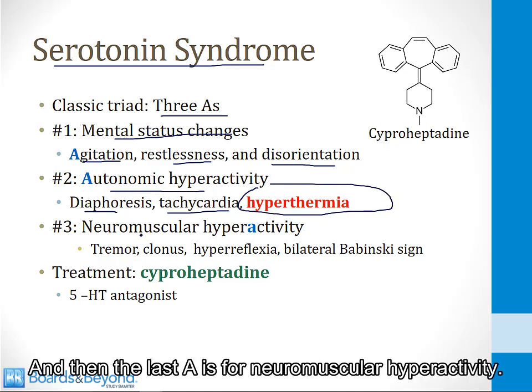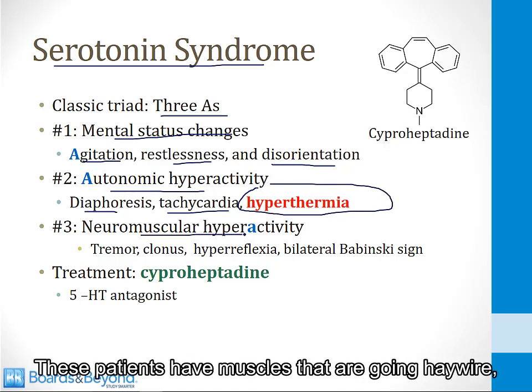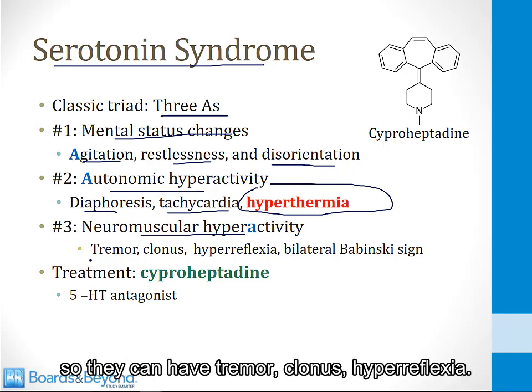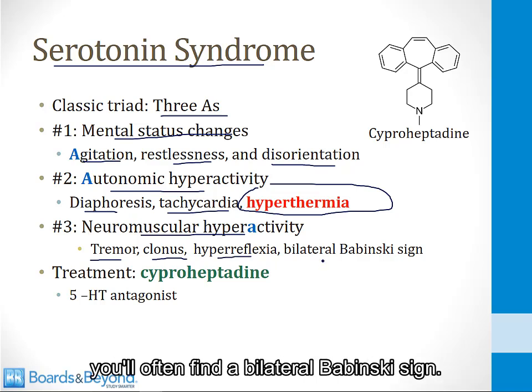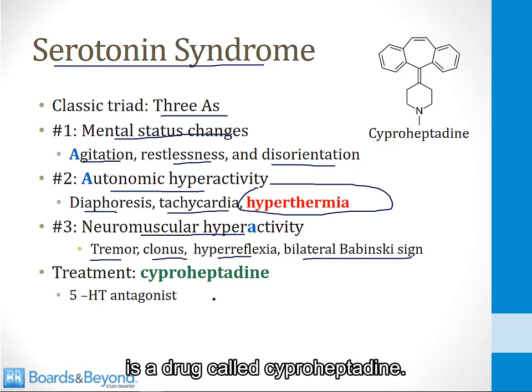And then the last A is for neuromuscular hyperactivity. These patients have muscles that are going haywire, so they can have tremor, clonus, hyperreflexia, and if you perform the Babinski test, you'll often find a bilateral Babinski sign. The treatment for this syndrome is a drug called cyproheptadine.